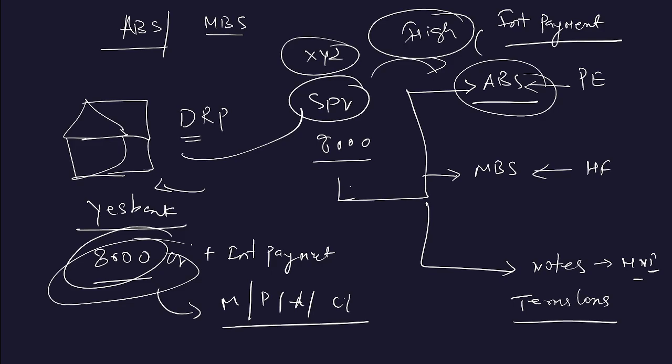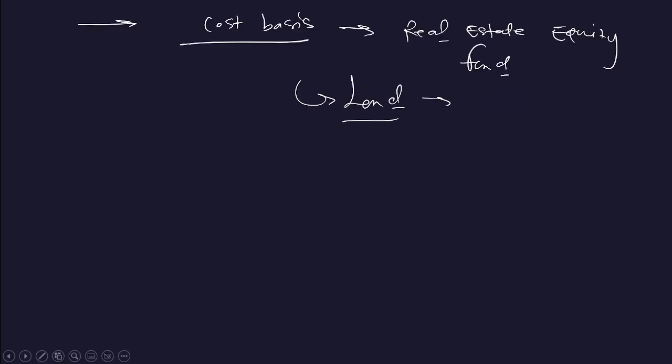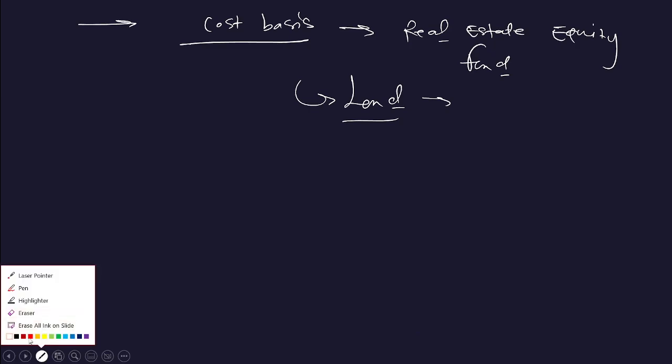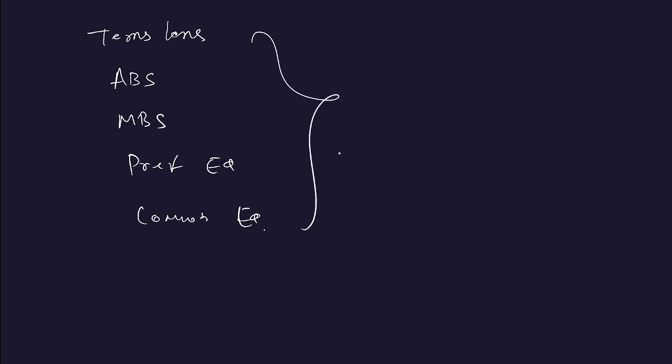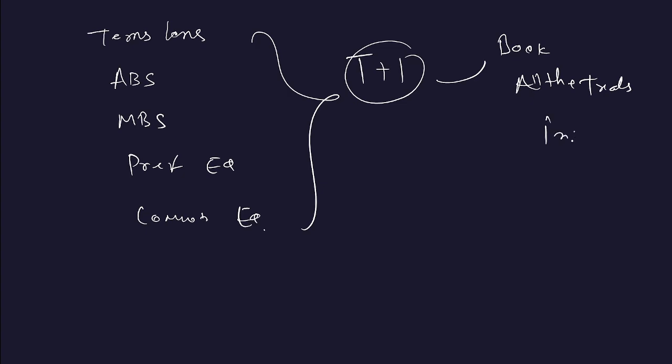And that's why, if you work in a private equity business, you would see the trade process or settlement process, maybe trade processing or TLM business, where we work on term loans, ABS, MBS, preference equity, and sometimes common equity as well. On a T plus 1 day basis, we book all the trades in the system.